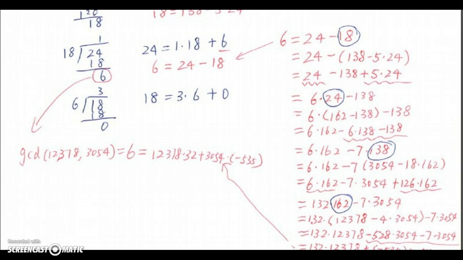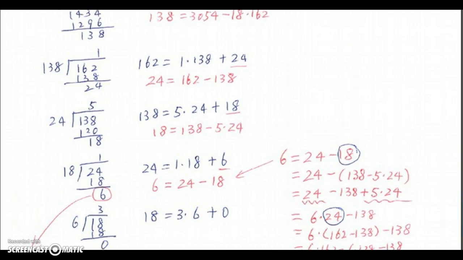So we can rewrite it as, because it's minus 535, it's the same as plus negative 535 times 3054. So that's what we want. So the answer will be, the greatest common divisor 6 can be written as 12,378 times, oh, I'm sorry, it should be 132 here, plus 3054 times negative 535.